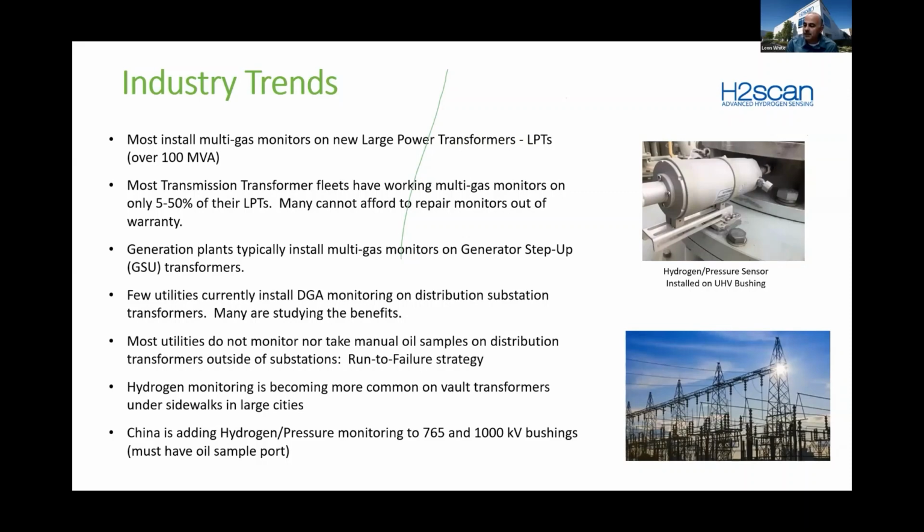Interesting thing, the top picture there, China is adding hydrogen and pressure monitoring to 765 and 1000 kV bushings. So most bushings do not have a tap where you can actually monitor the gas in the oil, but these particular bushings do have a tap. Outside of China, I'm not too sure how many of those bushings are around the world that actually have that tap, but they have had some catastrophic failures. And so they've got hundreds of sensors installed now, hydrogen and pressure sensors installed on high voltage, ultra high voltage bushings.